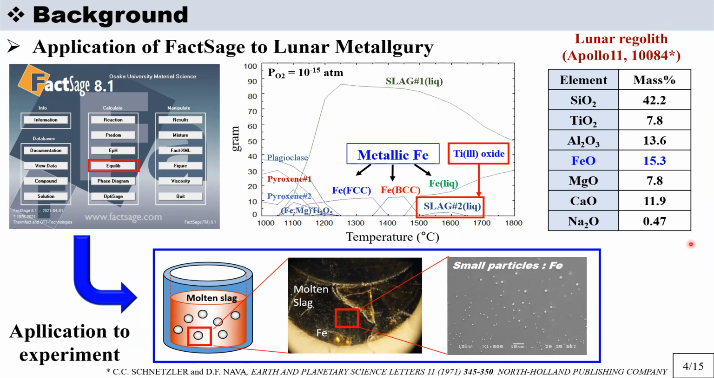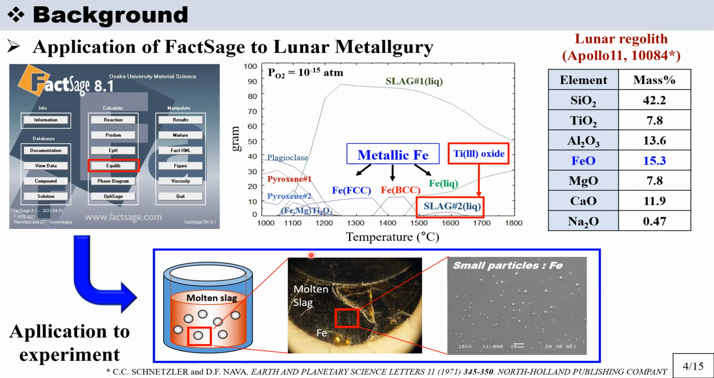This table shows the chemical composition used in our calculation. We selected this composition for lunar metallurgy. And then based on this composition, we obtained this calculated result. As you can see, metallic iron is produced at about 1050 Celsius degrees. Based on this information, we conducted FeO reduction experiments to get the metallic iron. And we successfully obtained the metallic iron from the lunar simulant by experiments at around 1000.